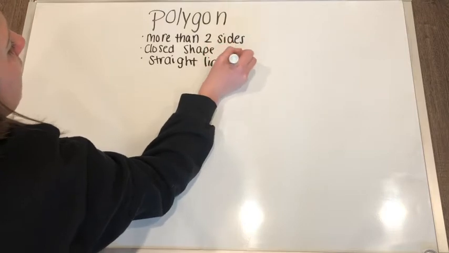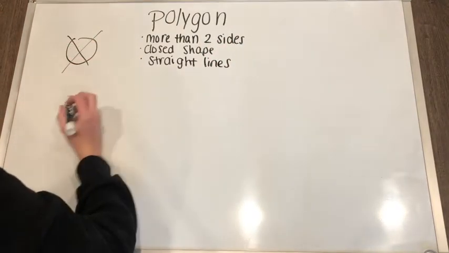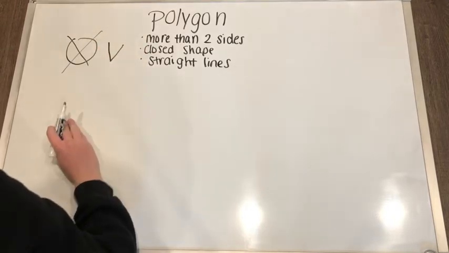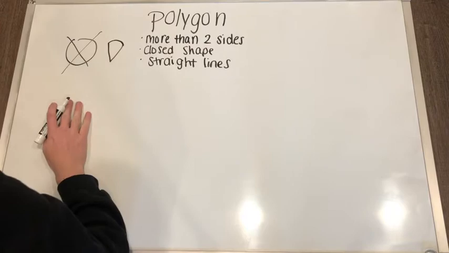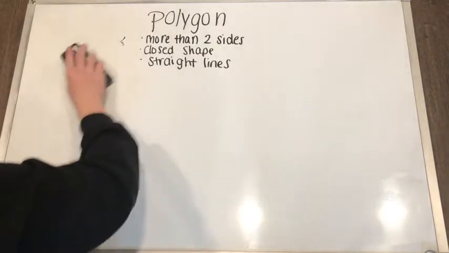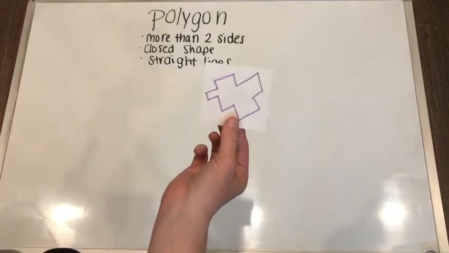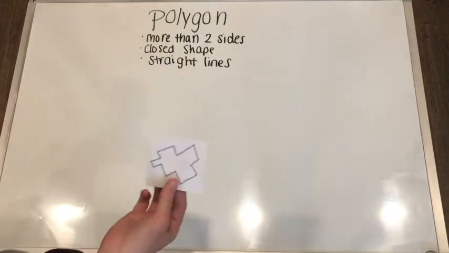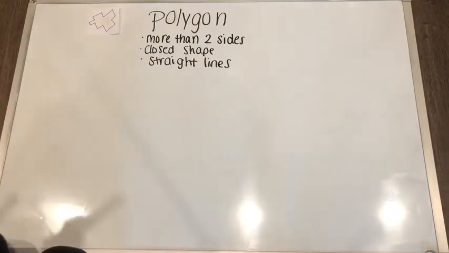So a circle is not a polygon. This is not a polygon because it's an open shape. And that is not a polygon because it has curved lines. Okay, so a polygon may look something like this. Multi-sided, it's closed and has straight lines. So there's our polygon.